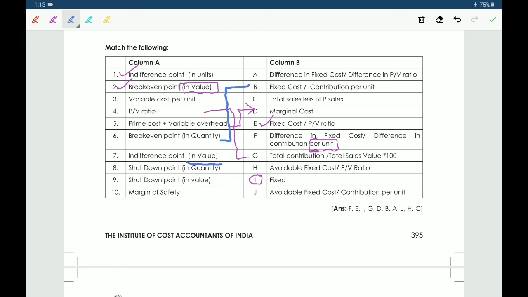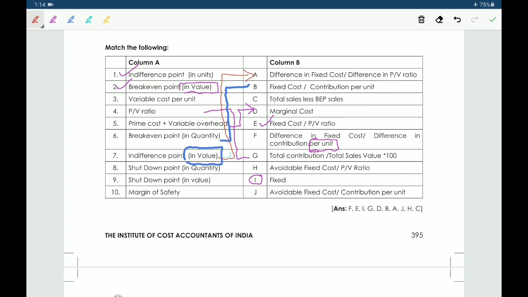Next, seventh one, indifference point in value. Here asking in value, indifference point. So what is the formula? Difference in fixed cost by difference in PV ratio. So this is the difference in fixed cost by difference in PV ratio.